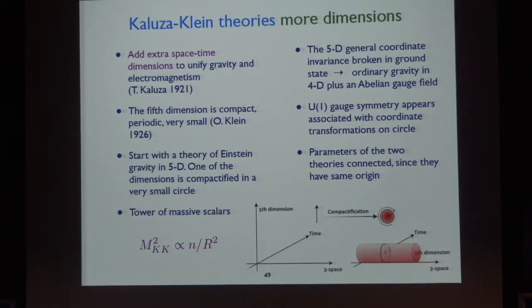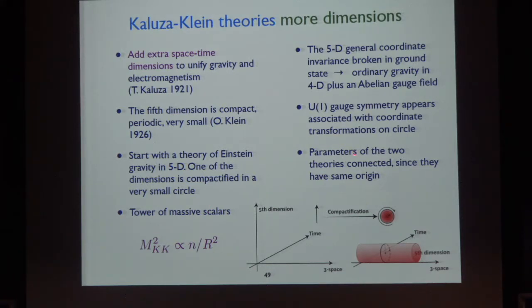You can add more dimensions. These are just a few samples of a few theories, the more popular ones. You can add more dimensions, and this is not a new idea. This is from Kaluza and Klein 100 years ago. They started with a theory of Einstein gravity in 5 dimensions, and they found that if they compactify on a circle, they can unify gravity with electromagnetism. This theory has many problems, but it predicts a tower of massive scalars, labeled by a number n, so 1, 2, 3, 4, 5, an infinite tower of massive scalars.